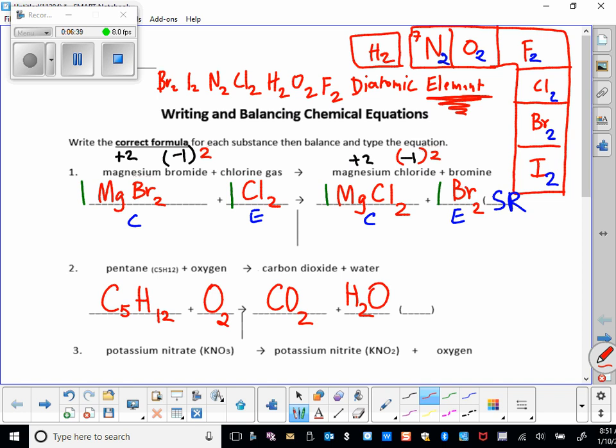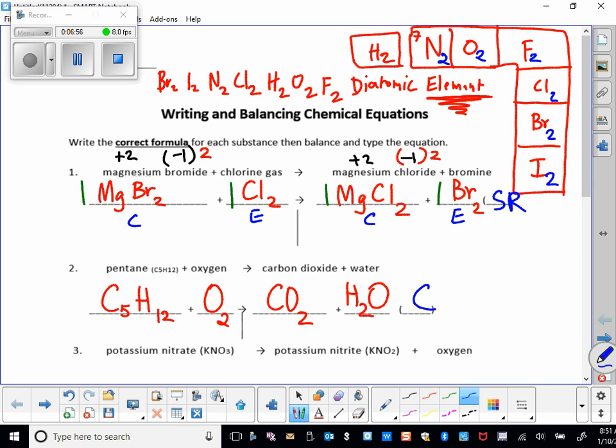What is the type of reaction? There is oxygen on the reactant side. The products are carbon dioxide and water. It is combustion. The type of reaction is combustion.